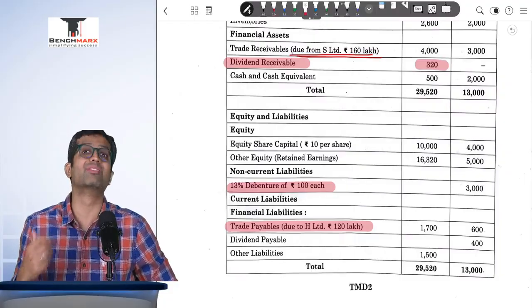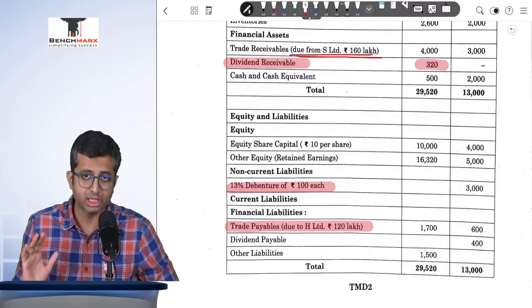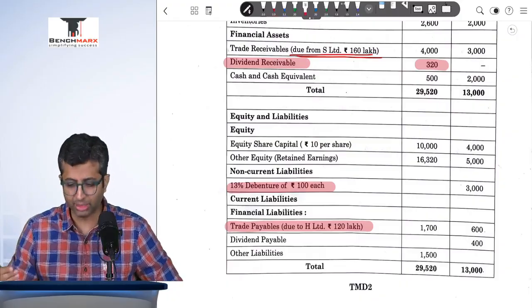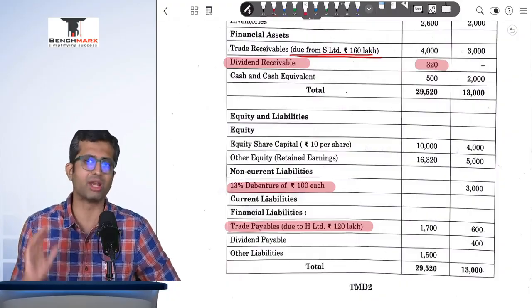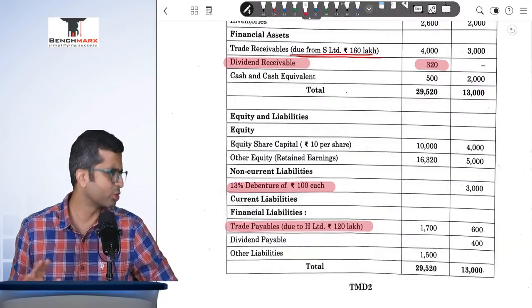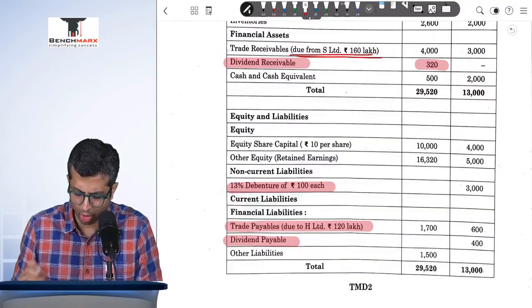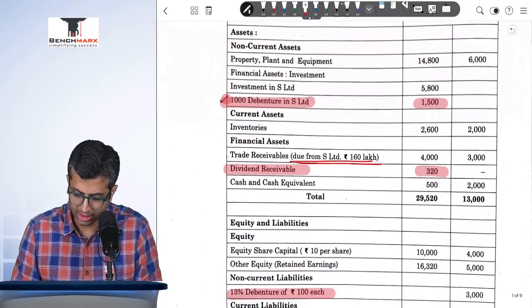However, you have not received the cheque, and hence you have not yet passed the entry, and hence you will definitely eliminate 120 and 120. For the remaining 40, you might have to show it as cash in transit. We'll have to see that. Achha, then there is another dividend payable of 400 and other liabilities.